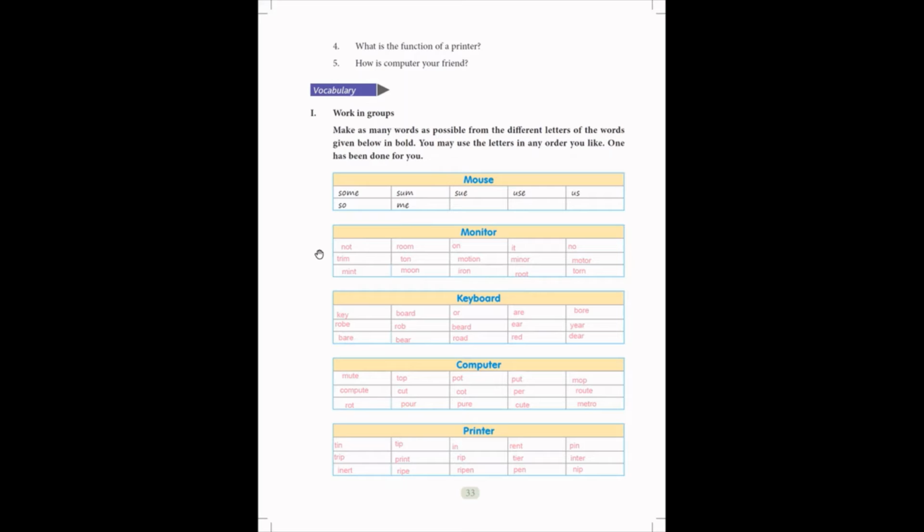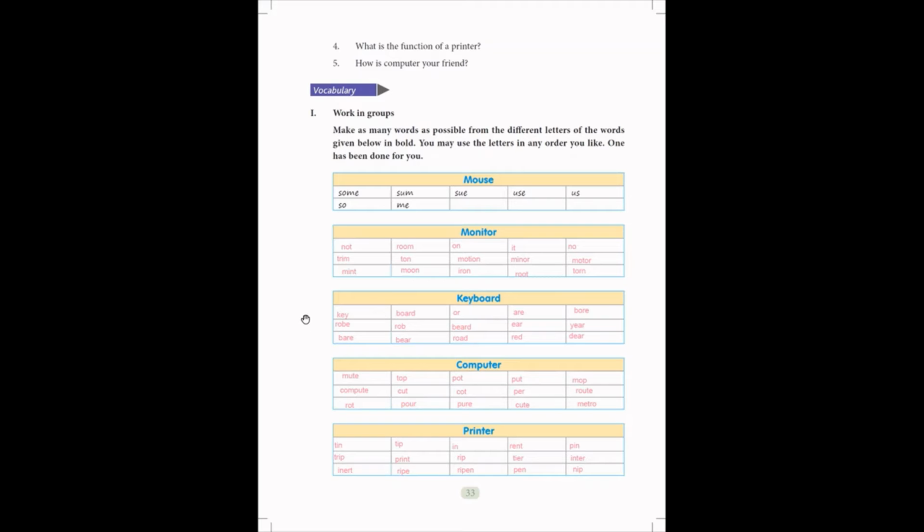Are you ready for the next one? Yes. Okay. The word is monitor. So you need to use these letters to make as many words as possible. Okay. First is not, room, on, it, no, trim, ton, motion, minor, motor, mint, moon, iron, root, toad. Great. That's a lot of words.